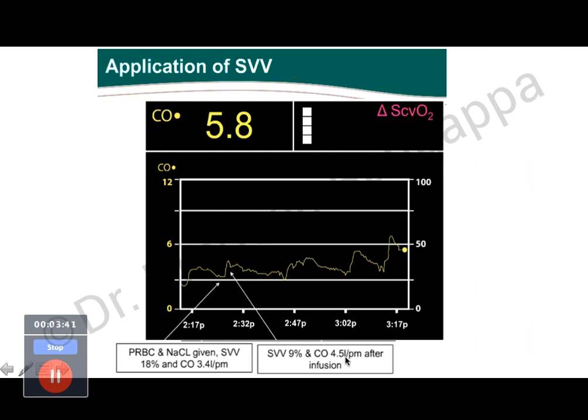What it really tells you is that because there is a variation of 18%, which is taken as an index, this patient is fluid responsive. You have given fluid and you see what has happened to the stroke volume variation as a response to the fluid given. SVV has come down and concomitantly there has been an increase in the cardiac output. This is how we interpret the trends in hemodynamic status and ascertain whether the patient is fluid responsive or not. So this is the science of stroke volume variation.